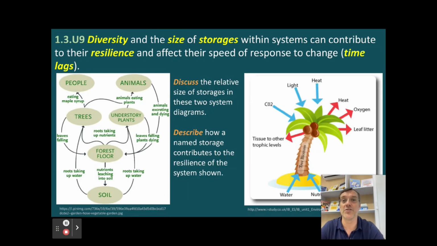The size of storages refers to the amount of matter or energy that's accumulated or stored within a system, and that can buffer against fluctuations. For example, an ecosystem with large storages of carbon or water has more capacity to regulate its climate and the hydrological cycle, which can increase its resilience to droughts and floods.